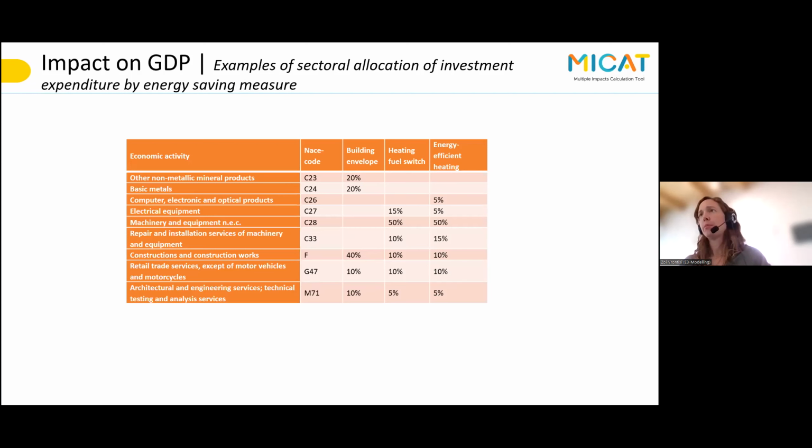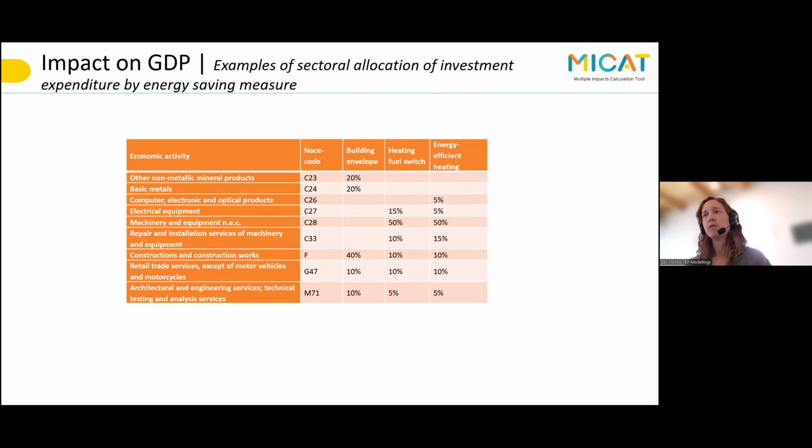For example, in order to invest in the building envelope, we see that most of the expenditure would create demand for construction services and works, but also for other non-metallic mineral products, basic metals, and to a certain extent services, retail, but also engineering services. Similarly to other measures, we just give an example of 3 measures here, but this has been done for an extensive list of energy saving measures that was identified in the MICAT project.